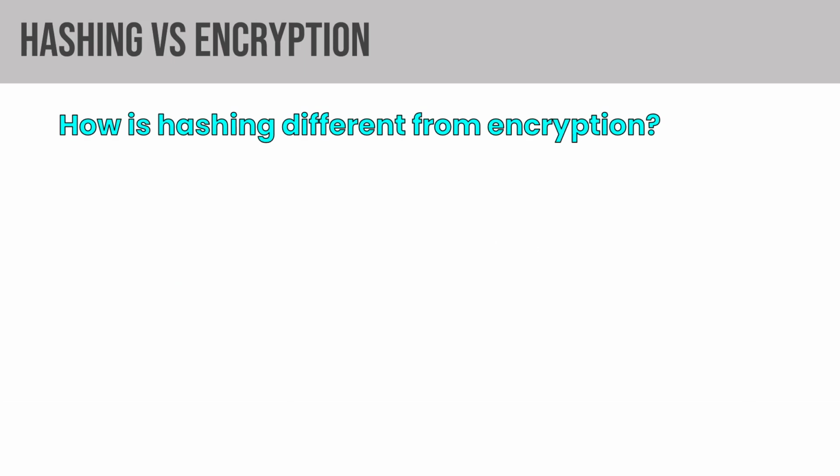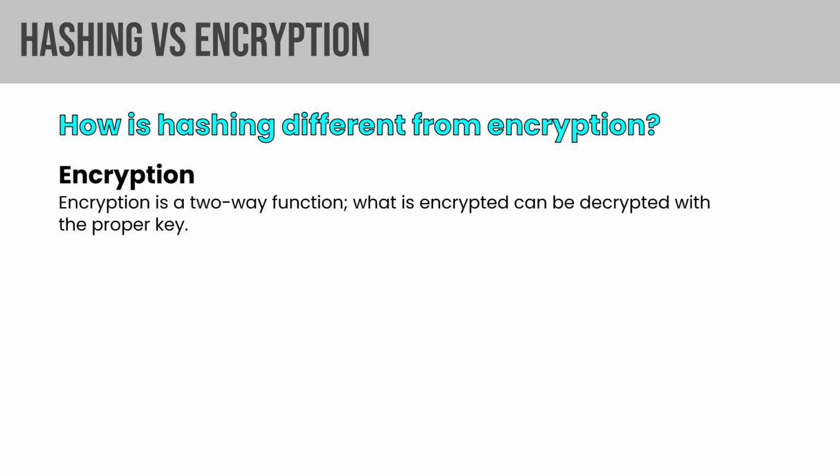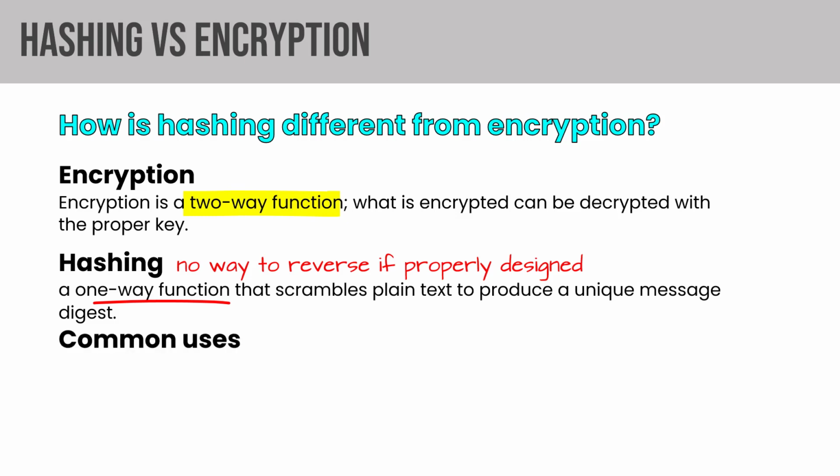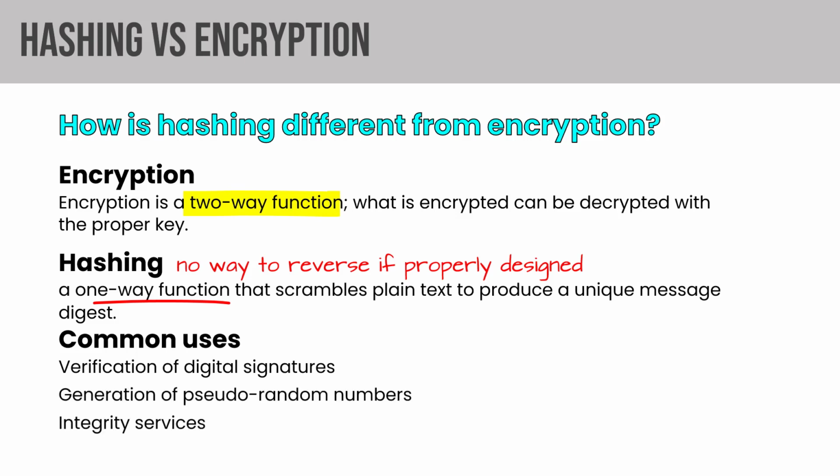So hashing versus encryption. How is hashing different from encryption? We talked about this briefly earlier. We're going to touch on it again here just in case. Encryption is a two-way function. What is encrypted can be decrypted with the proper key. Hashing, on the other hand, is a one-way function that scrambles plain text to produce a unique message digest. There's no way to reverse a hash if it's properly designed. Common uses of a hash include verification of digital signatures, generation of pseudo-random numbers, and integrity services. File hash comparison, for example.